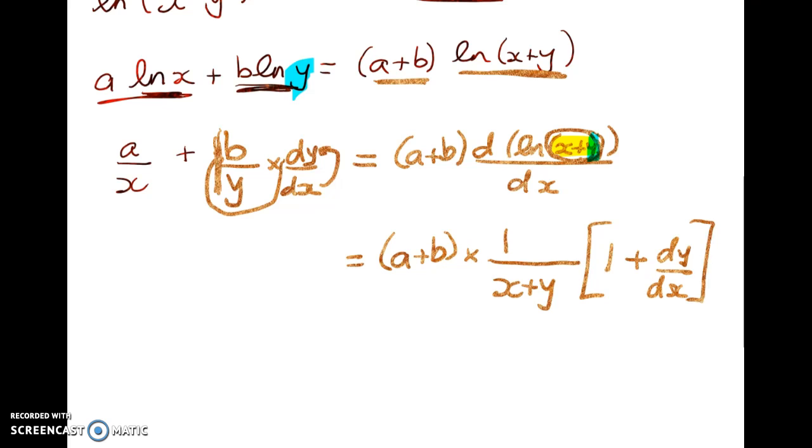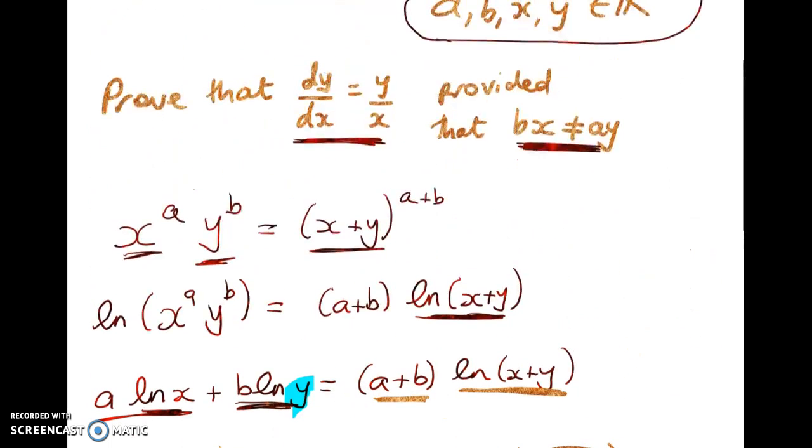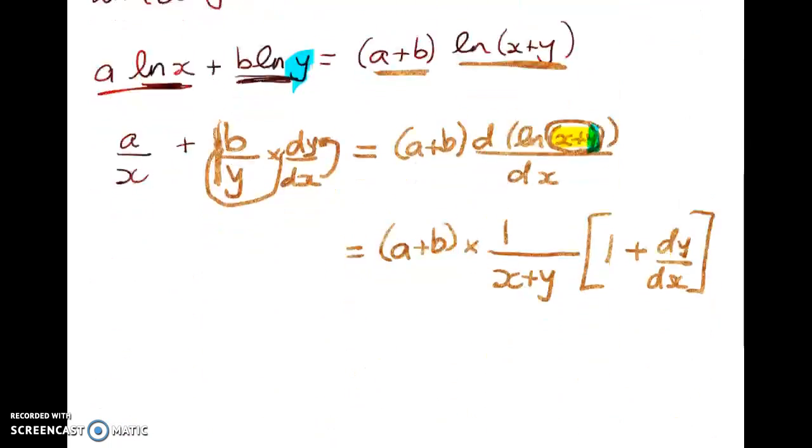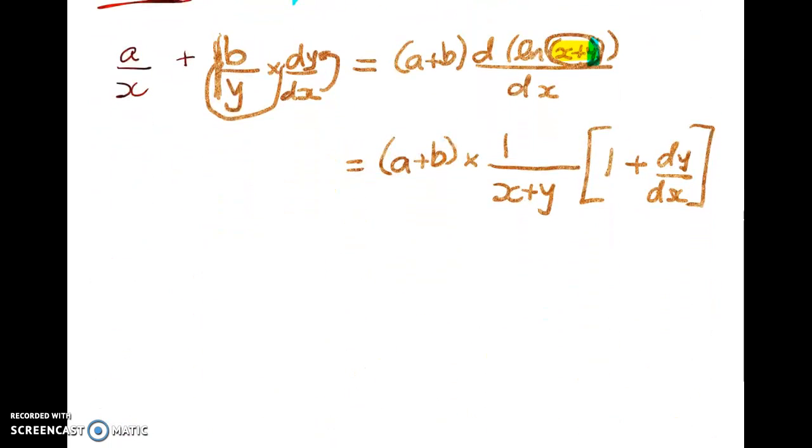Now what we've got to do now is like the one we did in class today, where we have to collect up all the terms that have got dy by dx. And it's worth going back and checking where am I trying to get to. Right, well I want to show this very simple thing that dy by dx is equal to y over x. So let's see what we've got.